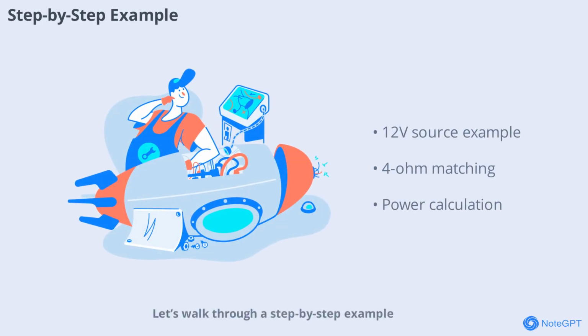Let's walk through a step-by-step example. Suppose you have a voltage source of 12 V with an internal resistance of 4 ohms. What load resistance should you choose for maximum power transfer? According to the theorem, the load resistance should also be 4 ohms. Plugging these values into the power formula, you can calculate the maximum power delivered to the load. This simple process demonstrates how the theorem is applied in real-world circuit design.